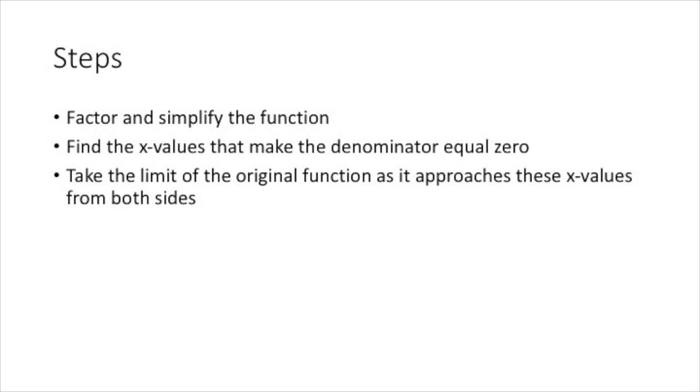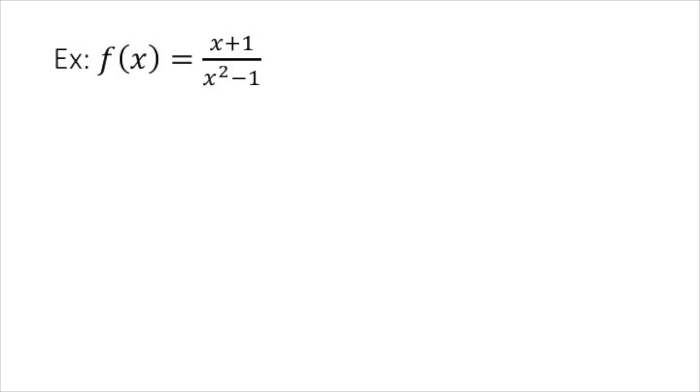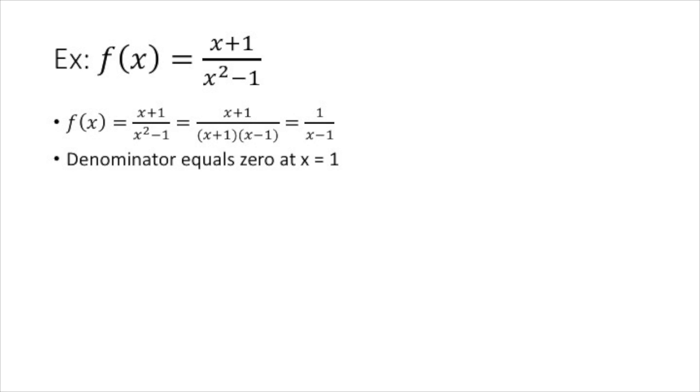Let's go straight to the example. Right now, I have y equals x plus 1 over x squared minus 1. So when I factor my function, I get 1 over x minus 1. It's clear that my denominator is going to equal 0 at x equals 1. So now I'm going to take the limit of my original function as x approaches 1, and I'm going to do that from both sides, starting with the right side.